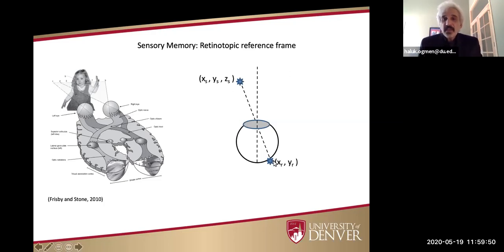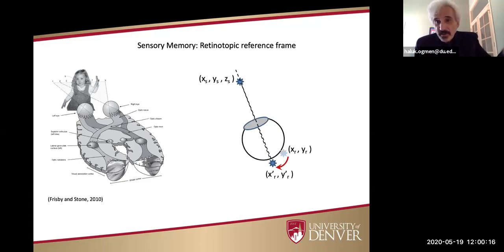What does it mean? Let's look at the diagram on the right. Let's say we have an object in space whose coordinates are x sub s, y sub s, and z sub s. And let's say the object is stationary. Then its image will be projected at the back of my eye on the retina, and its retinotopic coordinates will be xr, yr. Now, assume that I move my eye so as to direct my gaze towards that object. Then the image of the object in retinotopic representations will shift to the central part of the retina, the fovea. So the retinotopic coordinates of the object will shift from here to here, even though the spatiotopic coordinates of the object did not change. In other words, in a retinotopic reference frame, each time there is a relative motion between the eye and the external world, coordinates will shift.